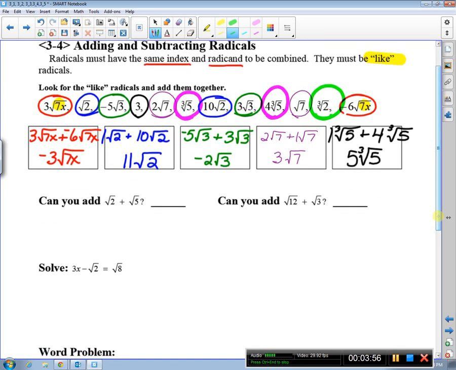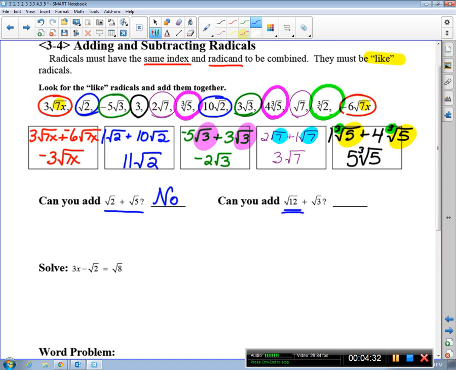So again, the radical part and the index must match in order to add them together. The radical part must match. Pretty easy, if you think about it, in order to add or subtract. So can we add the square root of 2 and the square root of 5? Well, that answer is going to be no. Can we add the square root of 12 plus the square root of 3?